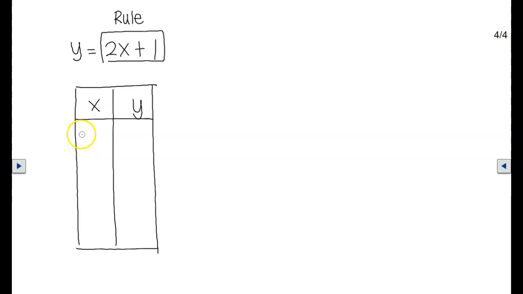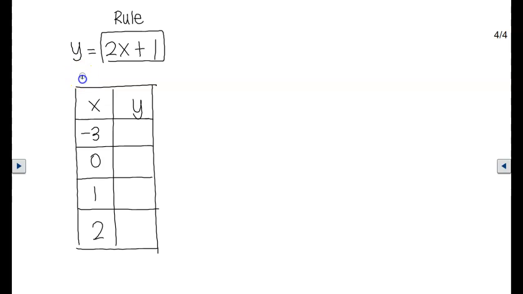And let's maybe do -3 for x. On today's assignment, I actually chose your x values for you. But, you know, if it were left up to you, you could pick. I'm going to use 0. I'm going to use 1. And I think I'll use 2 again. So we'll do -3, 0, 1, and 2.